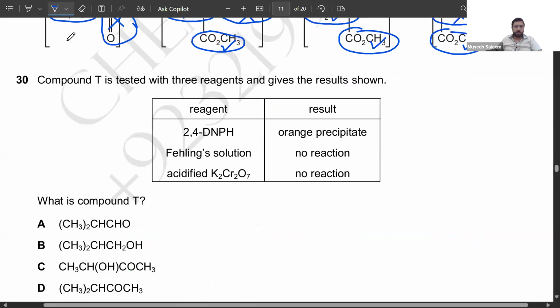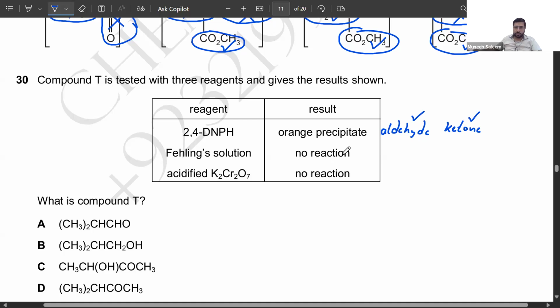Now, question number 30. Compound T is tested with 3 reagents and gives results as shown. What is compound T? Here we have to discuss the functional group of the compound by looking into the observations and the test results. It says that when reagent 2,4-DNPH is added, it gives an orange precipitate. Now we remember from the literature that this test gives a positive result only with aldehydes and ketones. So the compound should be an aldehyde or a ketone.